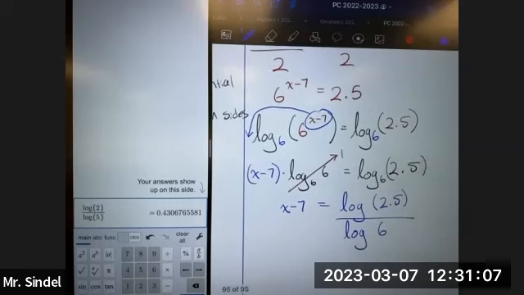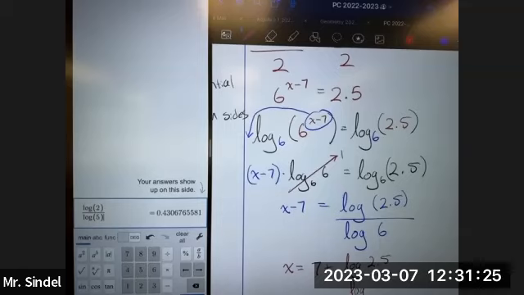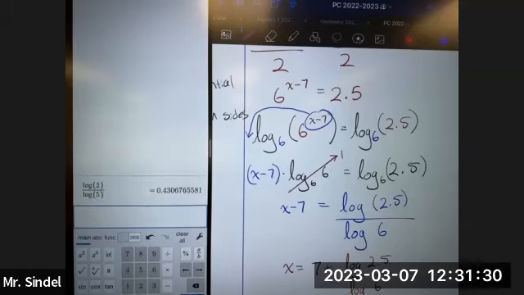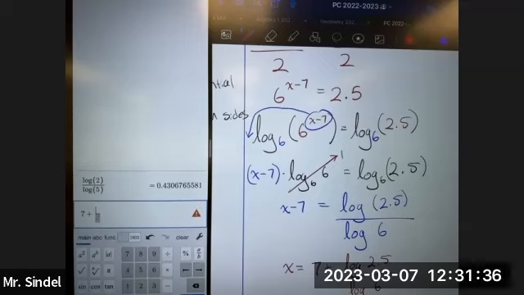And we have one final step, Emma. What do we do to both sides? Get x by itself. Add 7 to both sides. Add 7 to both sides, and here's my final answer. x is equal to 7 plus this fraction, log of 2.5 all over log of 6. And I just typed that into my calculator over here, and we'll see what we get. 7 plus, it's gonna be a fraction here.